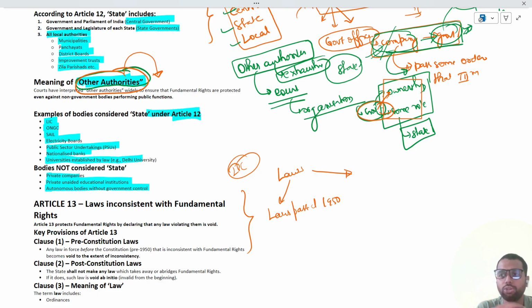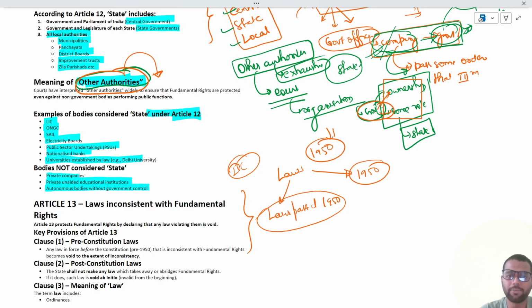But after the constitution was enforced in 1950, you have some scope, you have some benchmark, you have something through which you can compare whether the law is following what has been said in this book. So, the laws that were passed before 1950 and the laws that are going to be passed after 1950, and we are at 1950. That means the day on which the constitution is enforced.